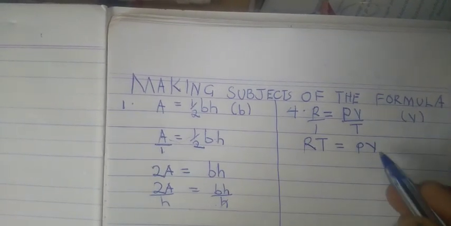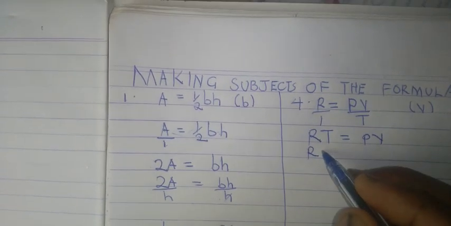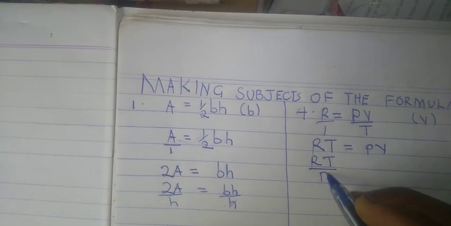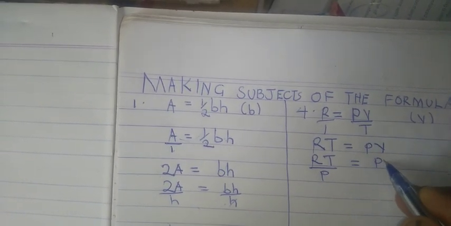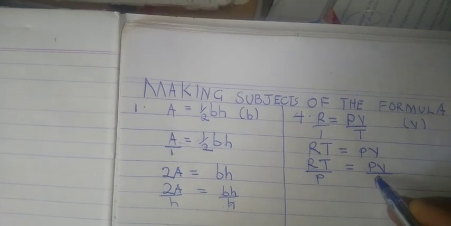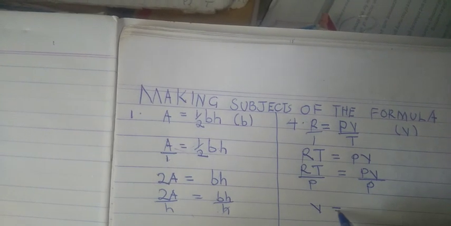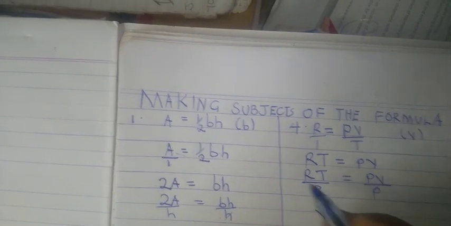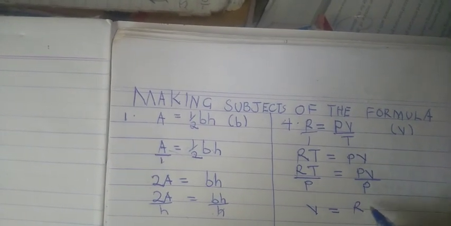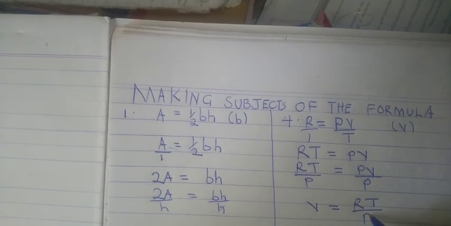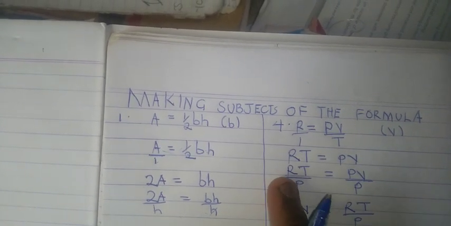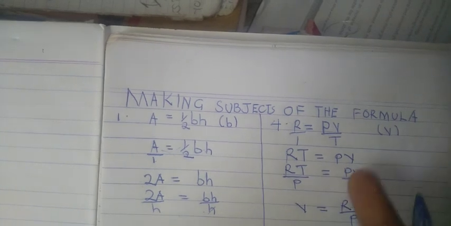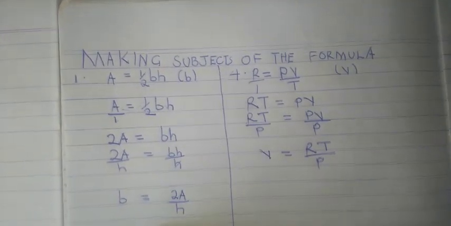So making V the subject of the formula, I'll have to divide both sides by P. Even here I'll divide by P so that our V remains the subject of the formula. So this cancels out with this, I'll have V. So V equals RT over P. I'll just put what was on the left on the right side.